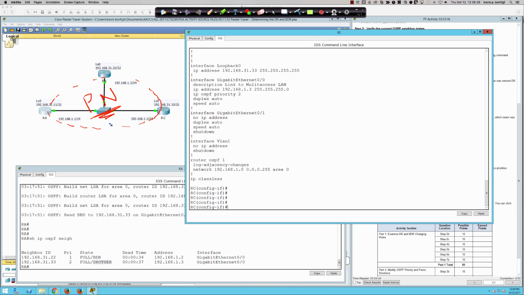Because remember, we talked about the pseudo node. That's literally what's happening here. Here's the abstraction: it's no longer looked at as, oh, we're fully adjacent with everybody. No, no, no. Everybody is fully adjacent with the pseudo node, the DR. So it's almost like it turns it into a star topology, because if this is my pseudo node, router A and router B and router C, who are they all fully adjacent with?